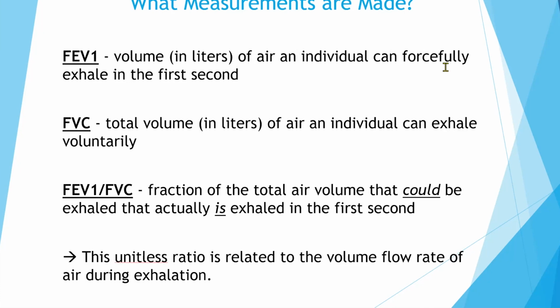Finally, the ratio of these two values, FEV1 divided by FVC, refers to the fraction of the total air volume that could be exhaled that actually is exhaled in the first second. Note that this ratio is related to the volume flow rate of air during exhalation.